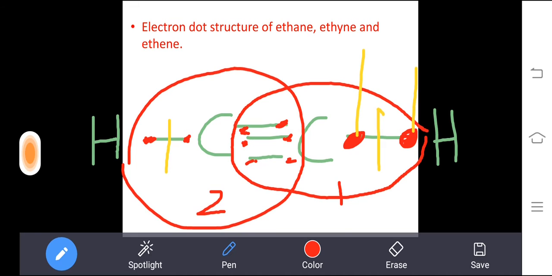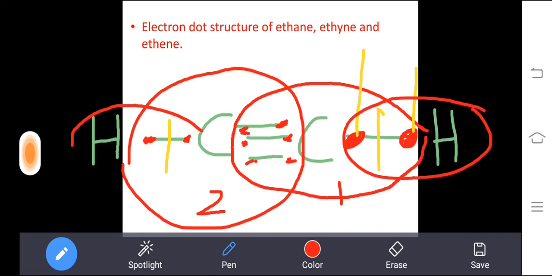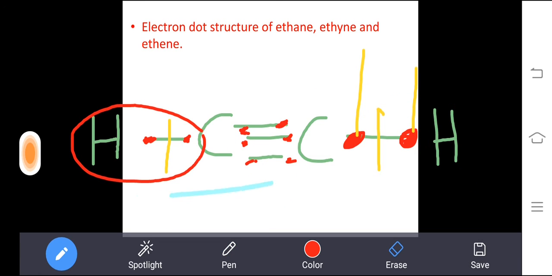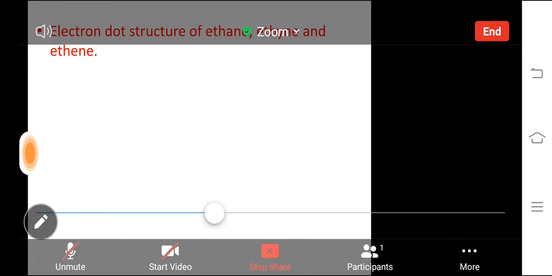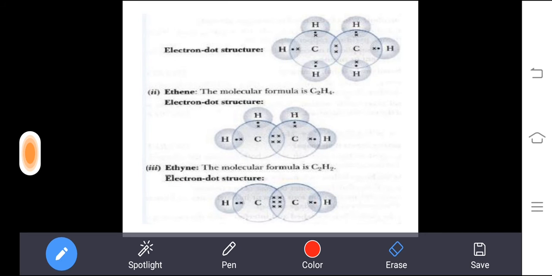And for the hydrogen, what do we want to do? 2 electrons, nearest noble gas configuration, 2 electrons. Here 2 will be shared and here 2 will be shared. That's all, students. This is the electron structure for the ethane. If you draw it, it will come neatly and nicely, and it will have one shape also. In the comment box you can say the ethane I got this shape like that. A teddy bear shape also it will come. So this is a simple way to draw the electron structure for ethane, ethene and ethyne. See that? Once you draw it, it will look like this only.